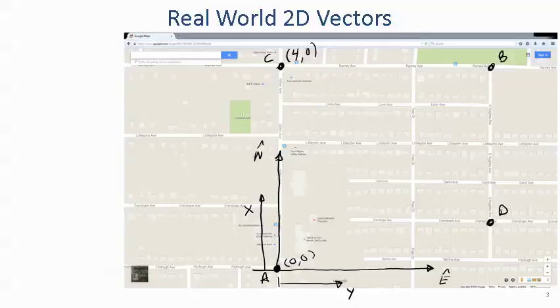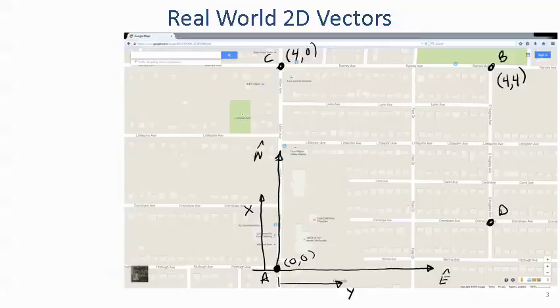And now when we get to point B, we're going to call this point 4, 4, because we're going to say, okay, we moved 4 in the north and 4 in the east to get to point B.